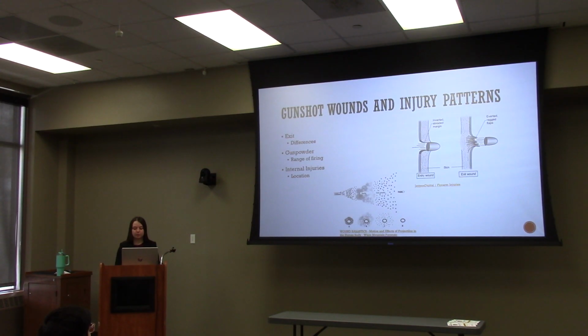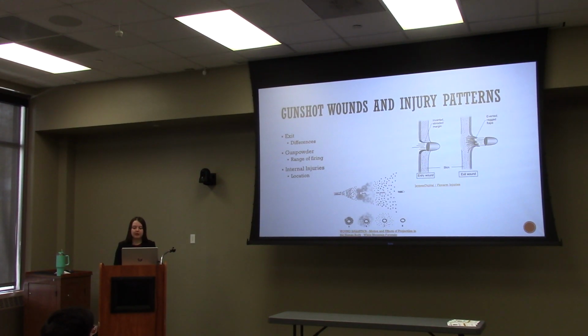Some exit wounds will look like an entrance wound in special cases, such as a reinforced exit wound, which is where the skin is supported by a hard object, such as a belt or a wall, or a star-shaped exit wound, which comes from rifle ammunition.